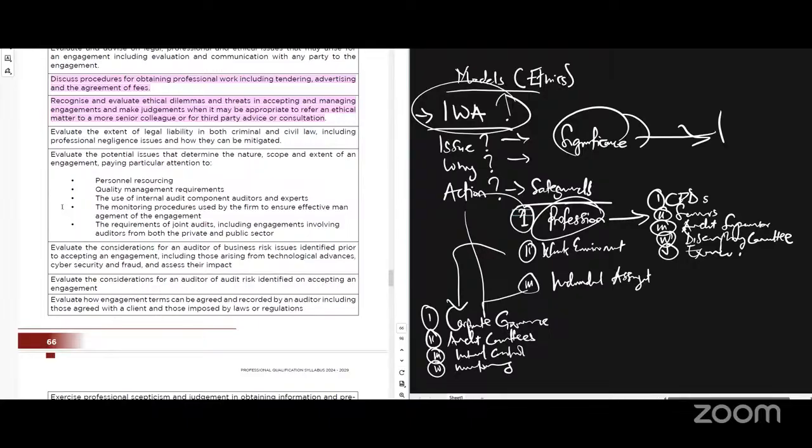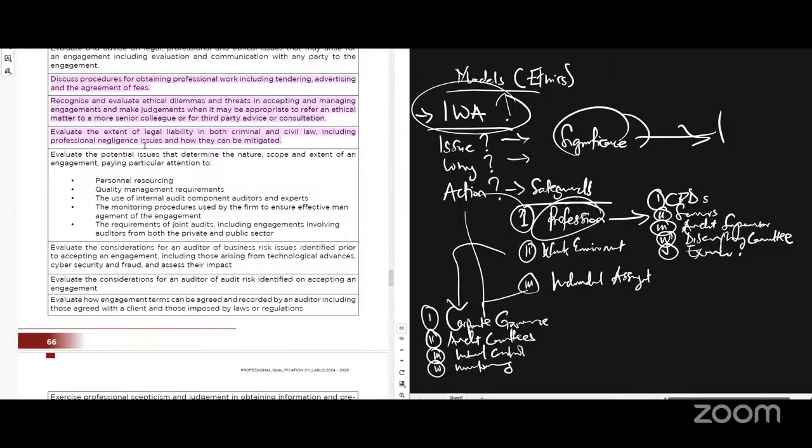Good. Then evaluate the extent of legal liability on both criminal and civil law, including professional negligence issues and how they can be mitigated. You remember negligence? I mentioned something about negligence. 3 questions. What were they? I'm teaching you the tricks to advanced audit in general. I mentioned that. Did you owe the client duty of care? Was that duty breached? Did the person face losses or damages? If this can be proved, right? So auditor liability, those things.